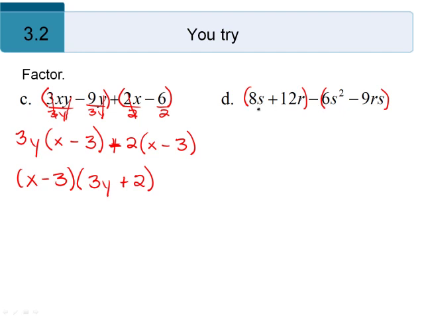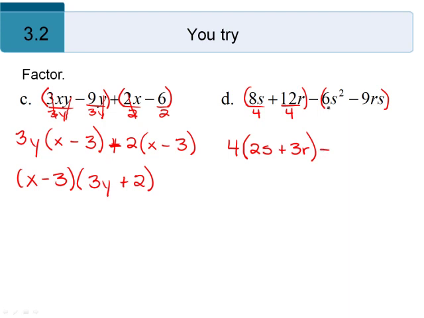Look at 8s and 12r. 4 will go into both of those. Okay, but s and r are not the same. So just 4 is your common factor. So go back and divide by 4. That's going to give me 2s, and then 12 divided by 4 would be 3r. So that comes down. Okay? Now, since there's a minus sign hanging out in the middle, we bring that down, just like we did with the plus sign on the last one.